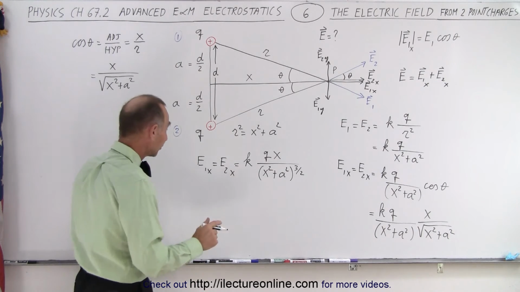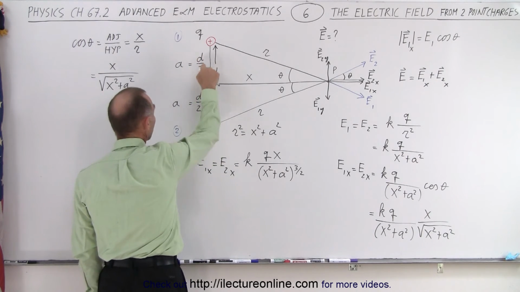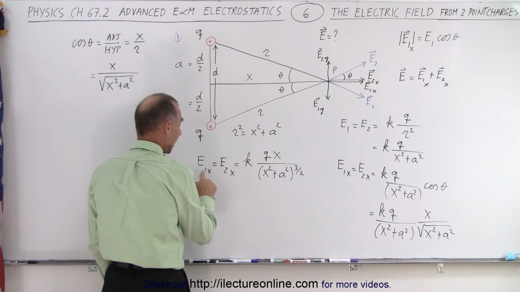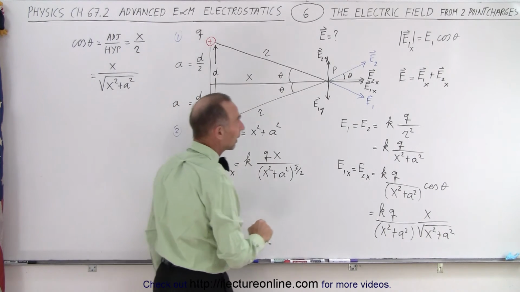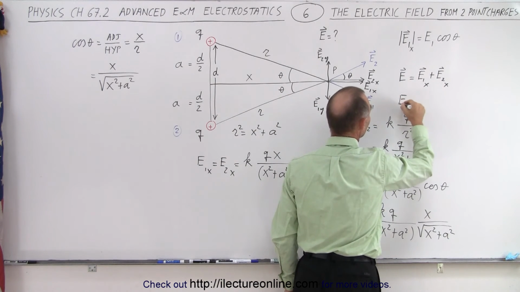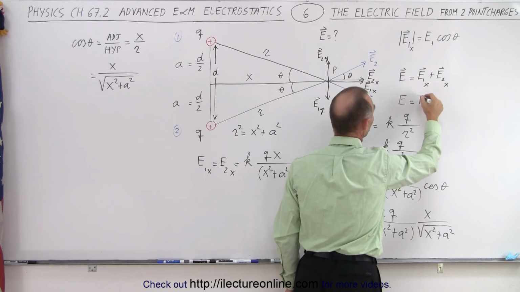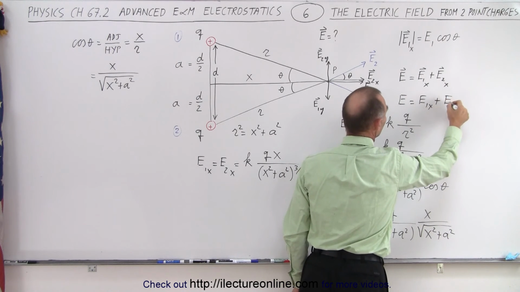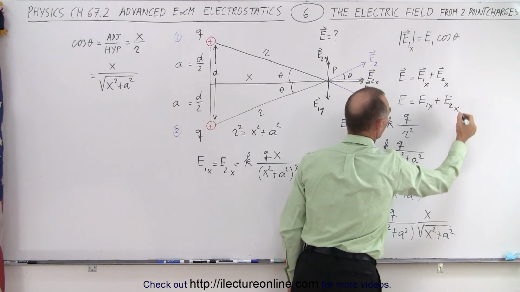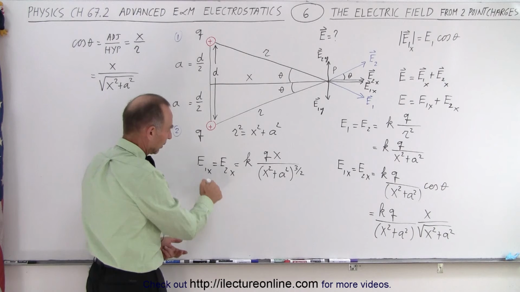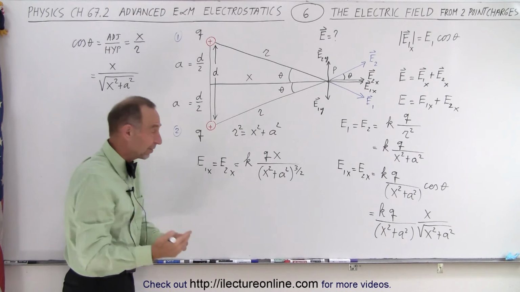And then finally we can substitute back in because a was d over 2 and k can be written as 1 over 4 pi epsilon sub naught. And these are equal to each other. And notice that the magnitude of the electric field, E, is simply equal to the magnitude of the x component of the first vector plus the magnitude of the x component of the second vector. So we simply add them together. Since they're equal in magnitude, we simply say it's twice that.